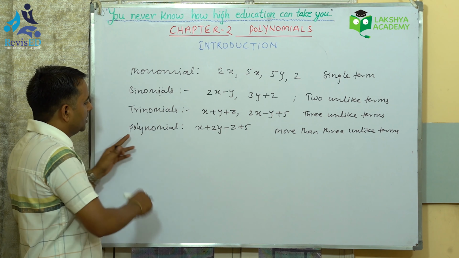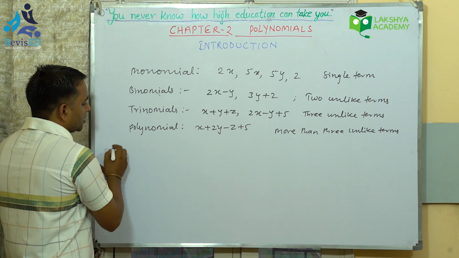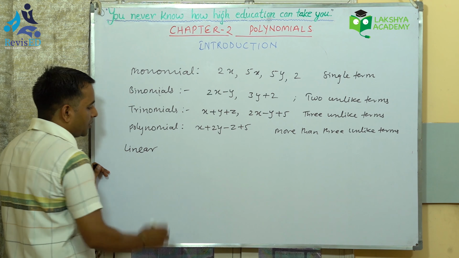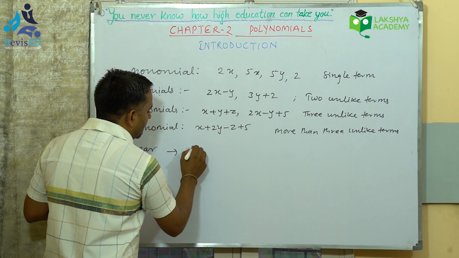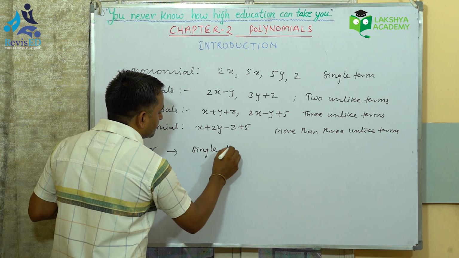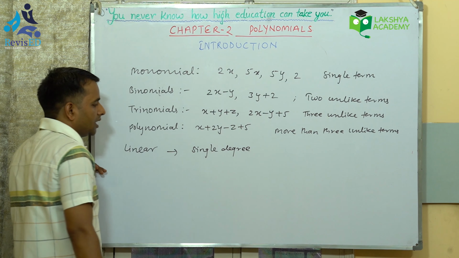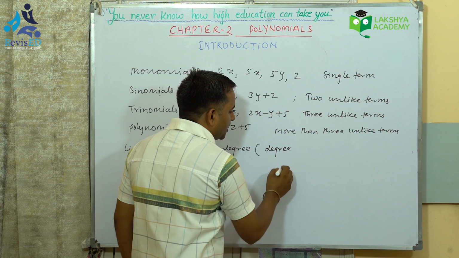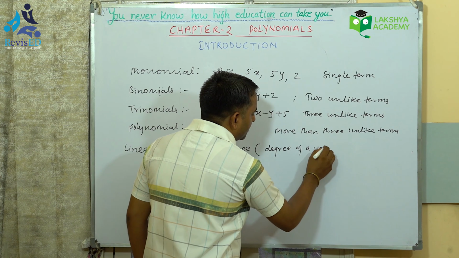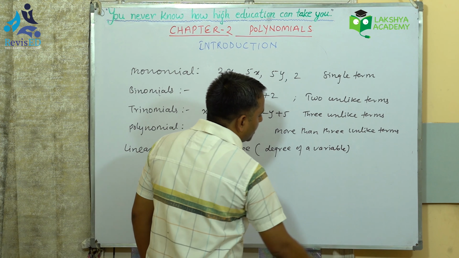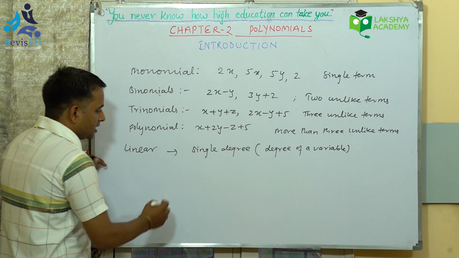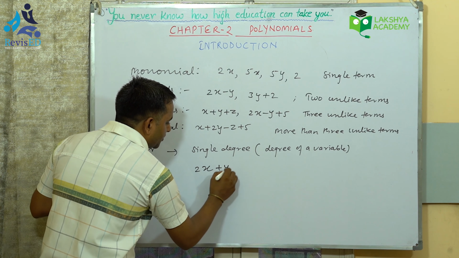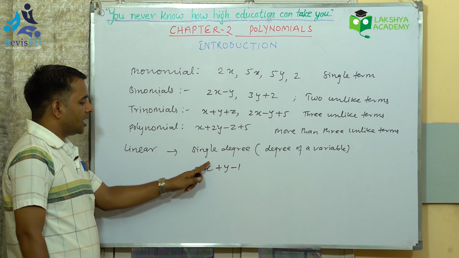Similarly, we have categorized them on the basis of the degree. So on the basis of the degree, they are, see, linear. Linear polynomials means they are having 1 degree or single degree. Now see that we always see the degree of a variable only. We will never see the degree of a constant. See, if I write a polynomial like 2x plus y minus 1. So this is having only 1 degree.